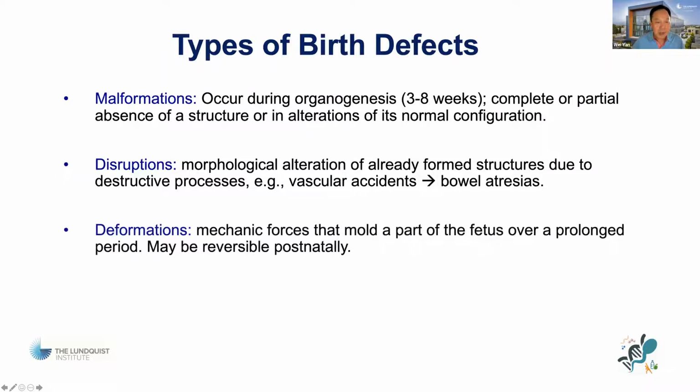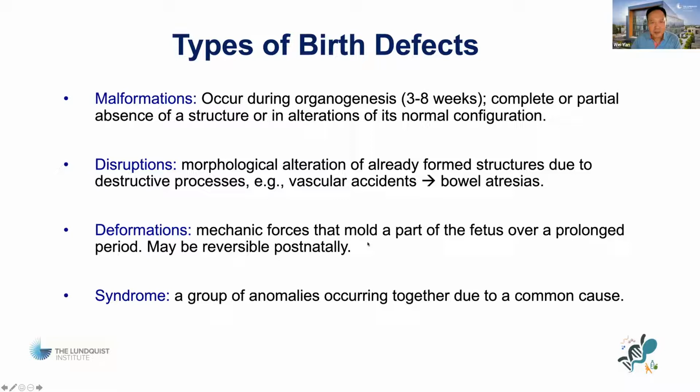And then deformation. This usually refers to some sort of physical process, like mechanical forces that mold a part of the fetus over a prolonged period. You have everything, but because of an obstruction or certain mechanical forces that change the morphology of that organ, if you will. That's why this type of birth defect can sometimes be reversible postnatally. Once the mechanical force or obstruction is removed, the morphology can resume to close to normal.